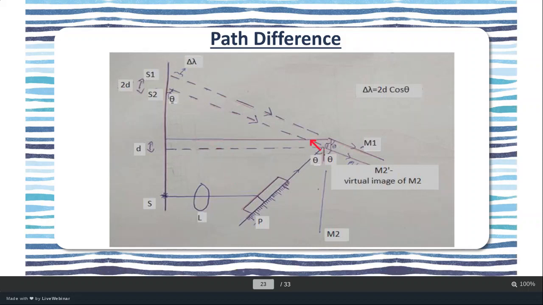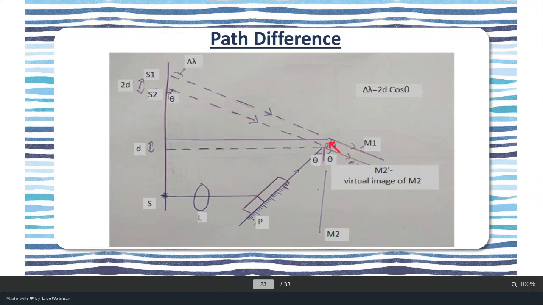Okay, so now we will be studying the path difference. Let's say that there is a source S which is giving off light. This is a lens L, and here we have P, which is the beam splitter, and then this is the change in wavelength. From an observer's point of view, he will see the M1 mirror first, and a virtual image of M2, as perceived by the observer.